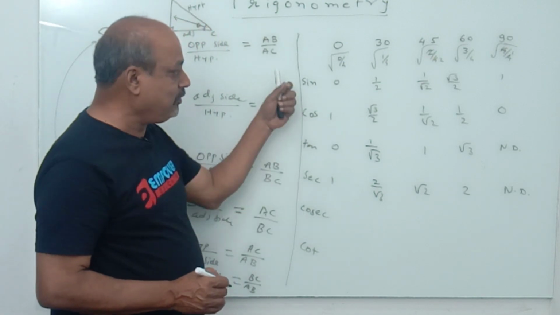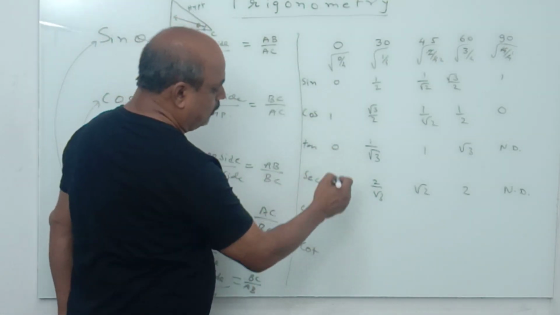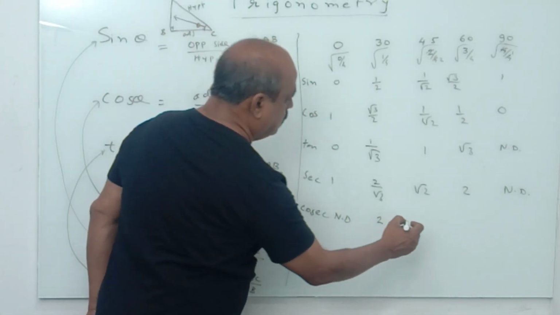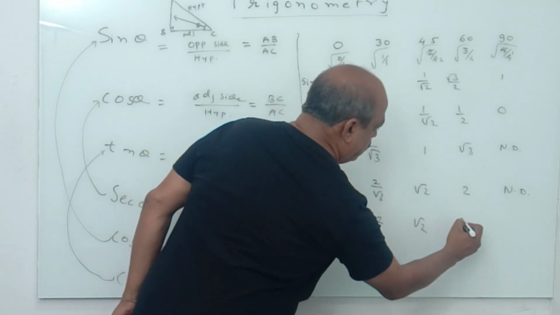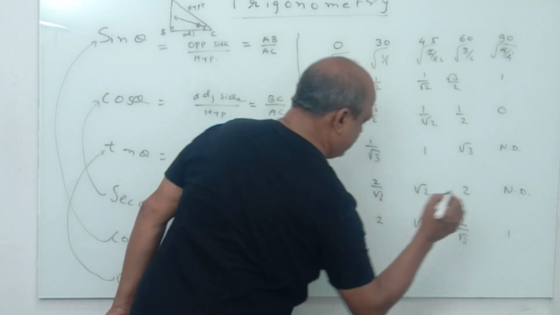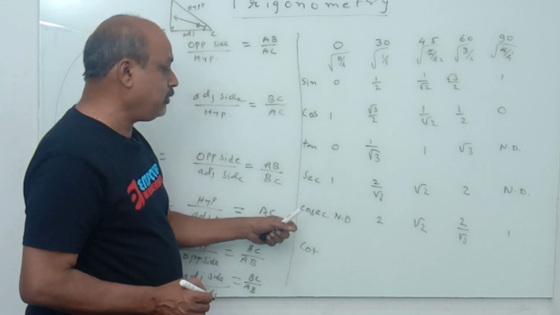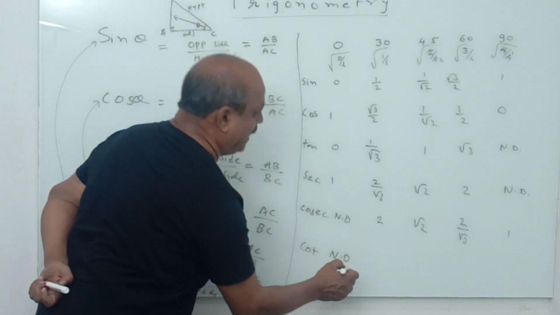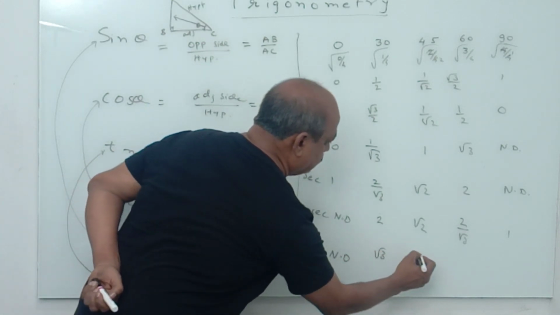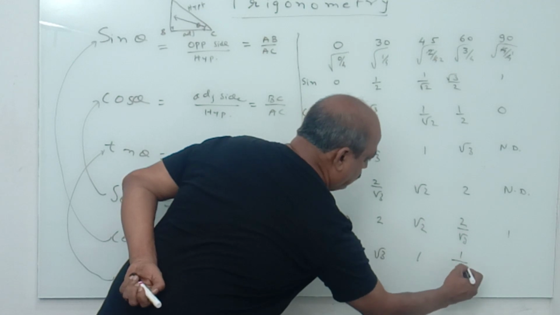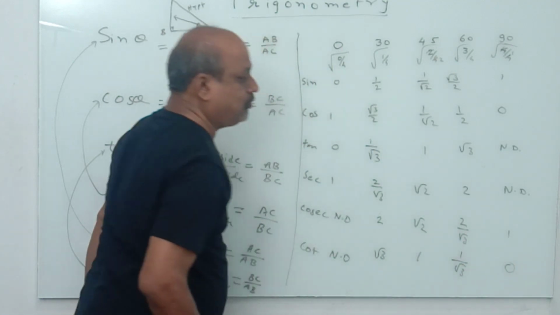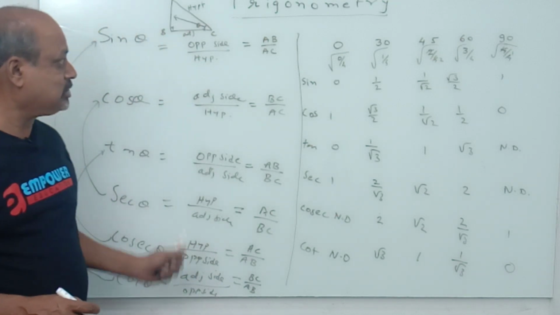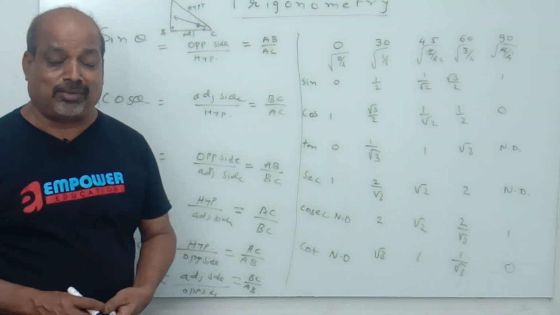Then cosec is the reverse ratio of sine. Reciprocal of 0 will be not defined. Reciprocal of 1 by 2 will be 2. Then it will be root 2, 2 by root 3 and 1. And for cot, we have to take the reciprocal values of tan. So again it will be not defined, then root 3, 1 upon root 3, and the reciprocal of not defined will be 0. I hope you students must have understood these basics.